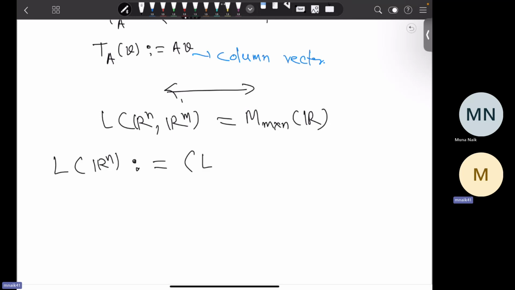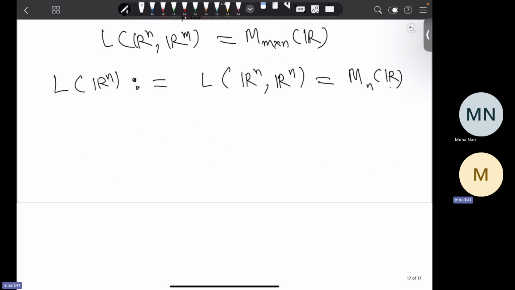So the linear operators from Rn to Rn, this is nothing but Mn(R), the n by n real matrices with n real entries. Now you look at this element L(R, R). By definition, this is M1(R), the 1 cross 1 real matrices, and this is nothing but R. You can identify that.